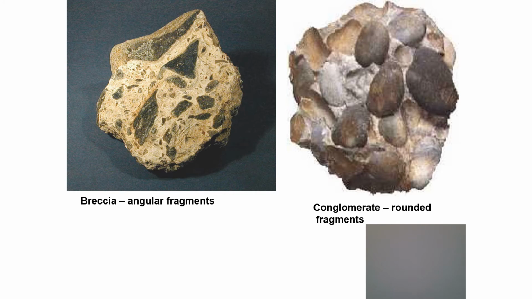The rock on the left is a breccia because the particles are angular. You can see how sharp they are. The rock on the right is a conglomerate because the particles are rounded. So we can tell something about how far away from the source region these particles traveled. The angular particles didn't travel far at all because they still have their sharp look.